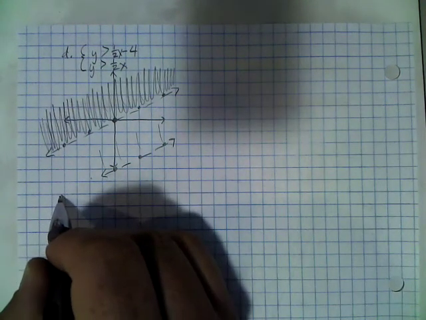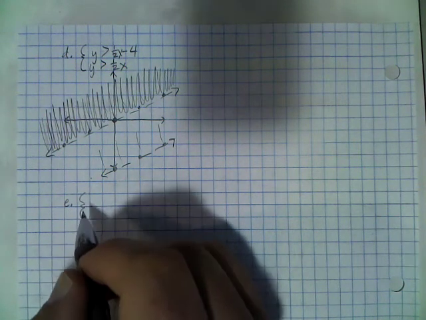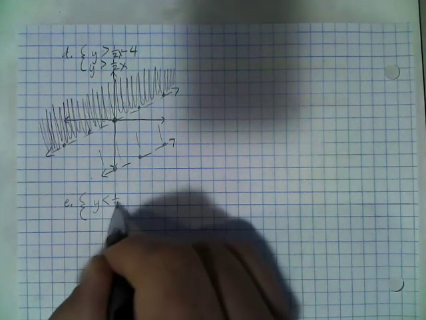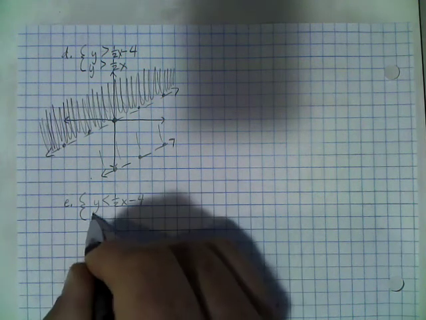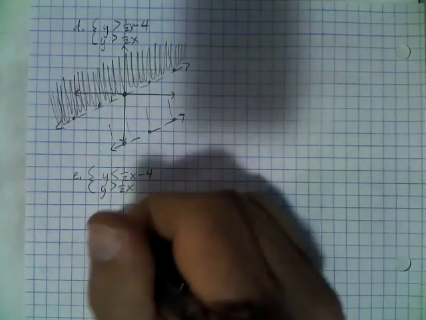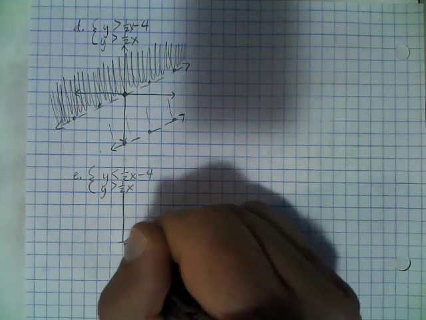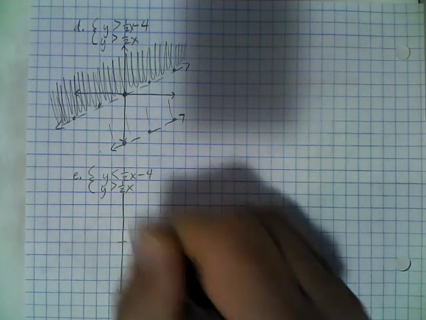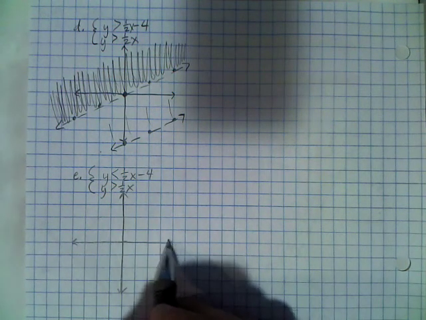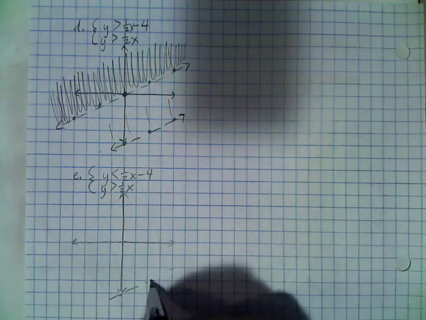Move on to E. So for E, y is less than 1/2 x minus 4, and y is greater than 1/2 x. So again, we're going to have those parallel lines. Okay, so same boundaries.